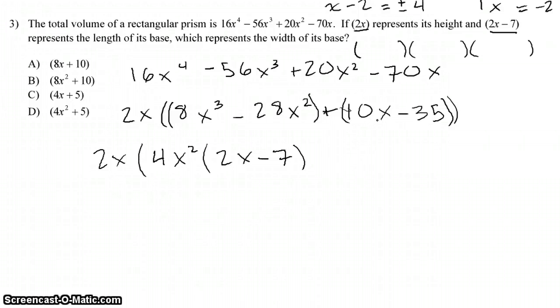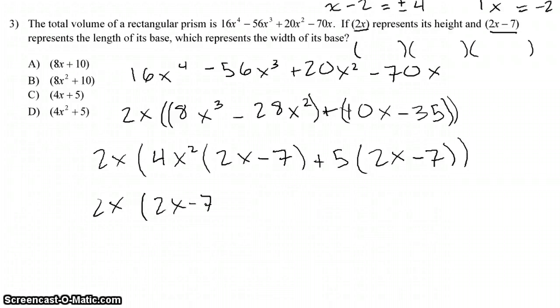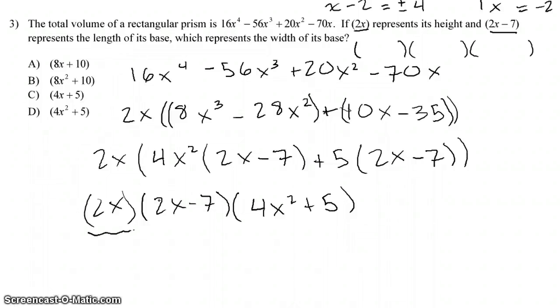And same thing here, if I want to leave behind a 2x here, I need to divide it by 5. And I'm left with 2x, and then 35 divided by 5 is 7, so we got the minus 7 there. And so we still have the 2x. We still have the 2x minus 7, that's one of our factors. And lastly, what was left behind, or what we pulled out, was the 4x squared and the plus 5. So we're going to do 4x squared plus 5. And so we know this one's the height. Then we know that this one is the length, so the leftover one must be the width, 4x squared plus 5. So there it is.